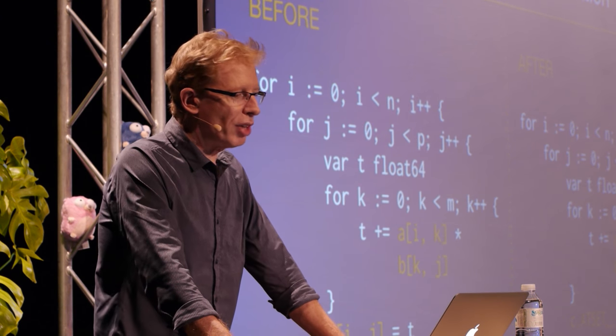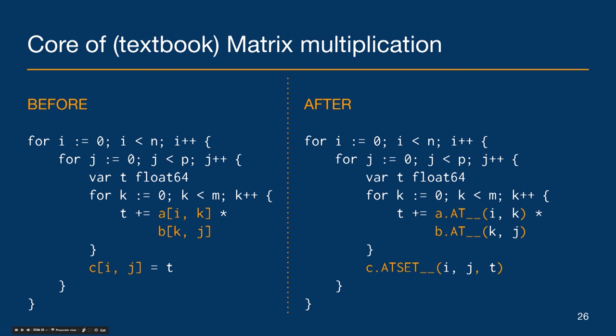And given this matrix type, we can now implement matrix multiplication using nice notation. I'm just showing the core of the multiplication here. On the left, we have the code that we would like to write and which current Go doesn't understand. And on the right, we have the rewritten version, which is valid Go source code.